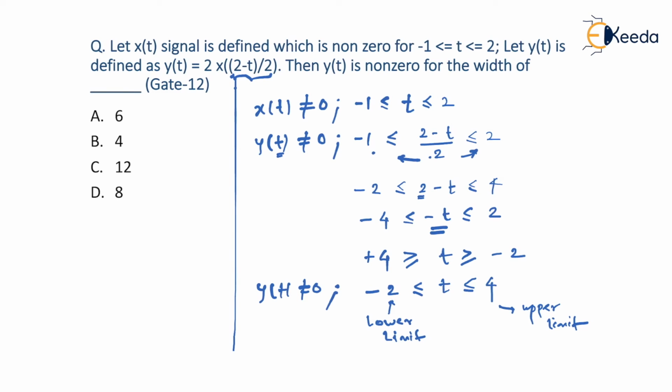And you know how we calculate the width? Because what they are asking you is not the time interval, but the total width for which y of t is non-zero. We know that width is always higher limit minus lower limit. So here width is equal to, what is the higher limit? It is 4 minus the lower limit, and the lower limit is -2. So minus of -2 will become +2 and it will become 6. So as you can see, option number A gives you the correct answer in this case.